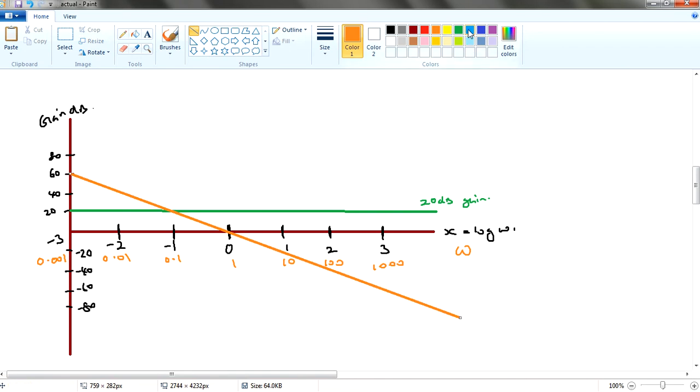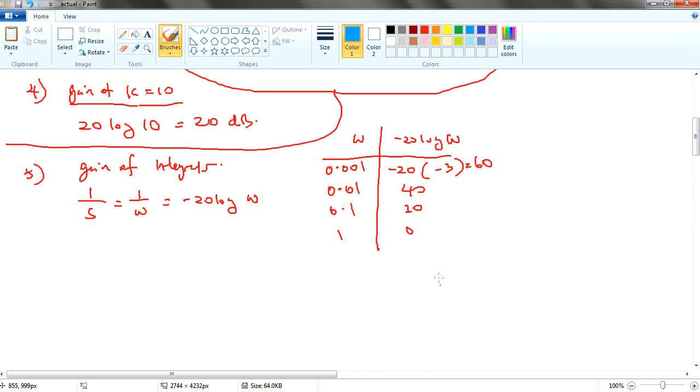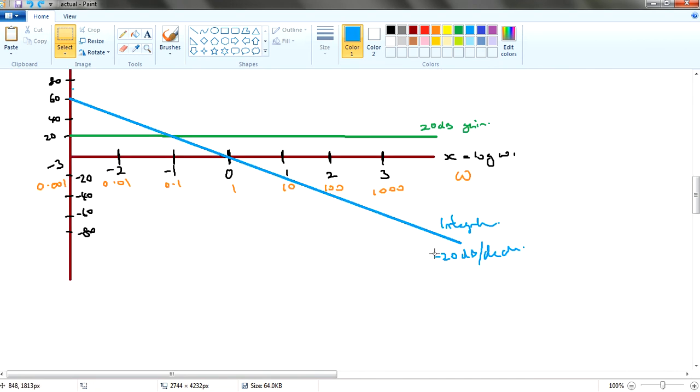Maybe I should use a different color, maybe blue. So you can label this graph as the integrator graph, maybe over here with minus 20 dB per decade. You may wonder why minus 20, why not plus 20? It's because minus 20 is the typical case for poles. A pole contributes a negative phase, so you have a minus 20 over here.